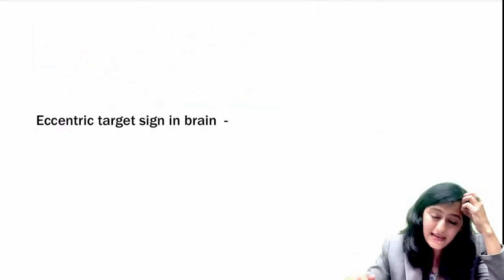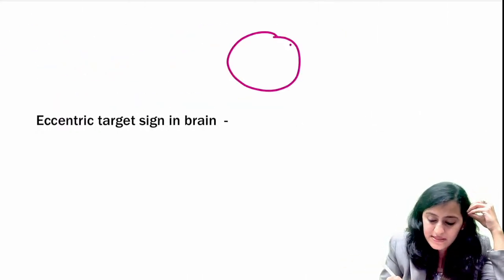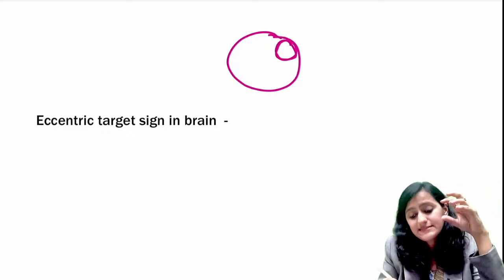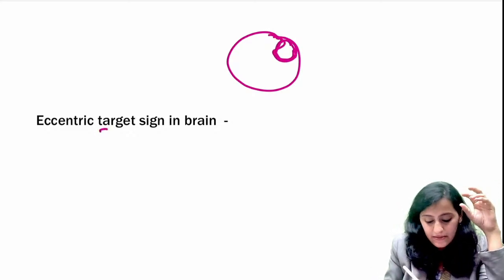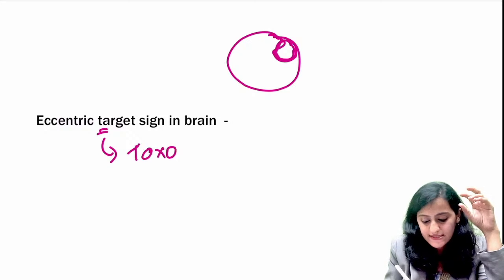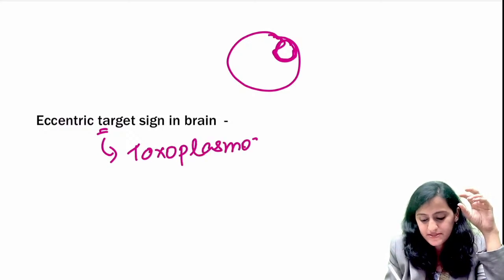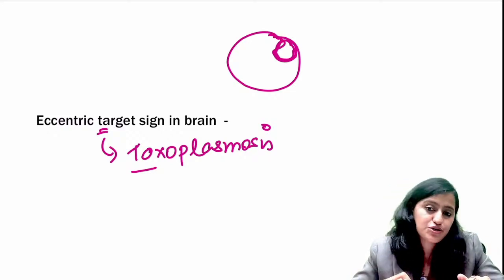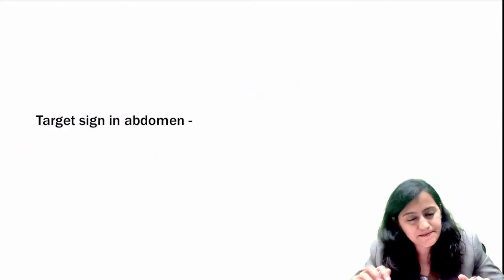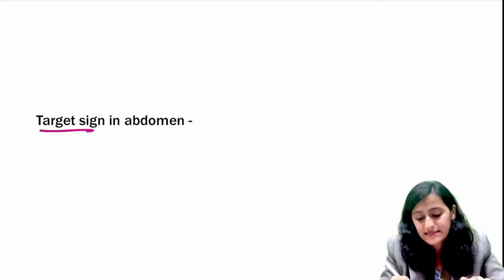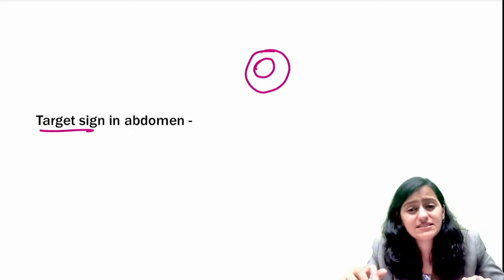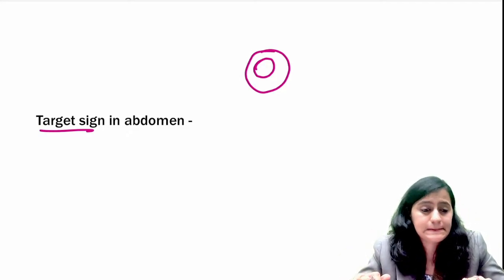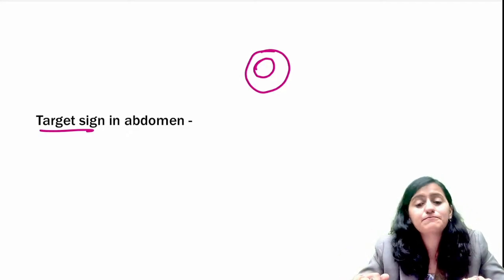Okay, while eccentric target is outer circle and the inner circle is eccentrically located. That is eccentric target sign. Remember, target T for T, this is seen with toxoplasmosis. Okay, eccentric target is toxoplasmosis, eccentric dot is neurocysticercosis. And where do you have the target sign in the abdomen? Inner circle, outer circle, target sign. Where do you have the target in the abdomen?